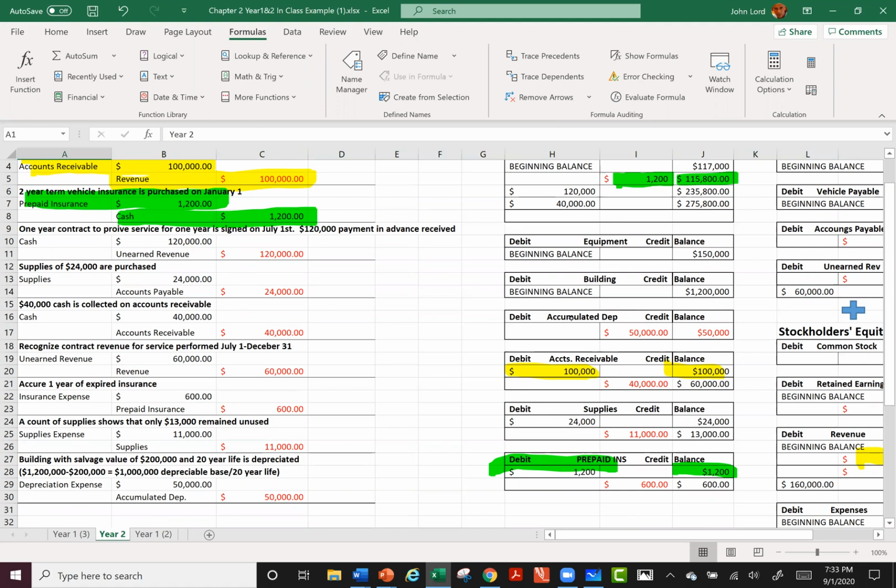So I've got 2 years prepaid, paid that at the beginning of year 2. It's going to cover all of year 2. It's going to cover all of year 3. So I debit prepaid insurance, $1,200.